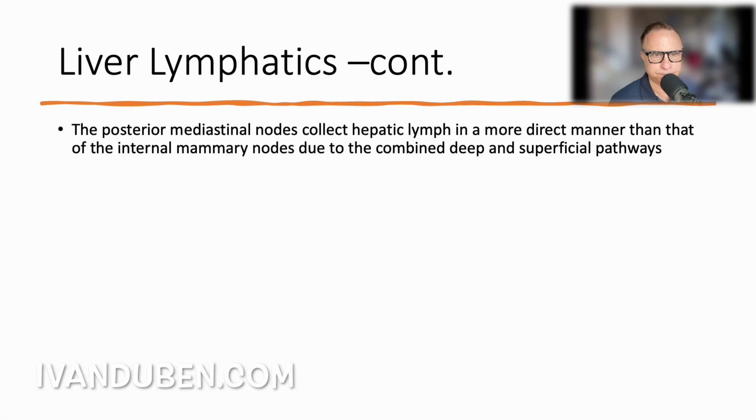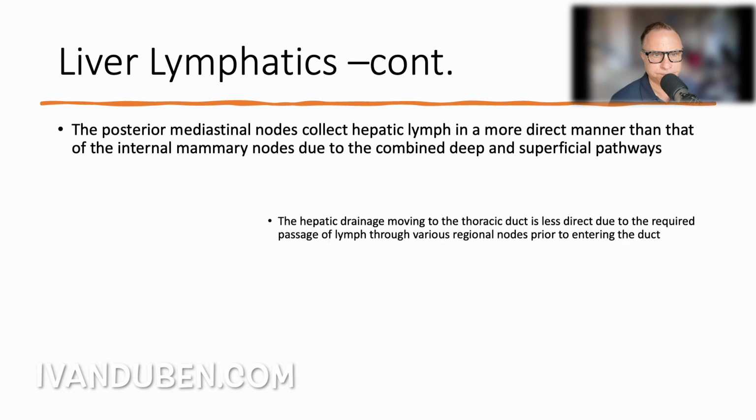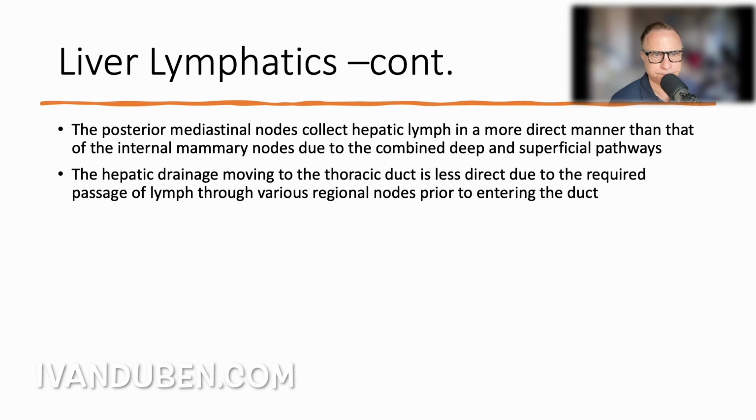The posterior mediastinal nodes collect hepatic lymph in a more direct manner than that of the internal mammary node due to the combined deep and superficial pathways. The hepatic drainage moving to the thoracic duct is less direct due to the required passage of lymph through various regional nodes prior to entering the duct.